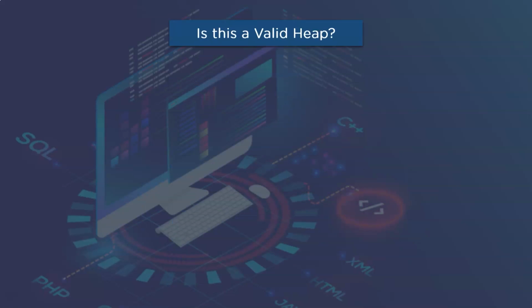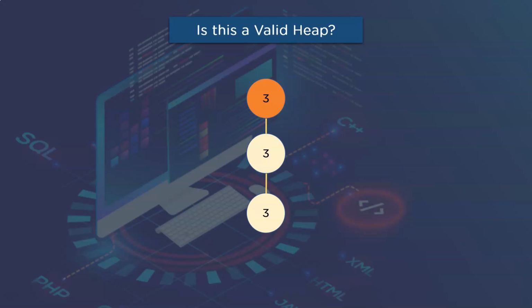Now, what about this one? Is this a valid heap? Yes, this is a valid heap as it satisfies the heap invariant that all the child nodes must be greater than or equal to, or smaller than or equal to, their parent node.